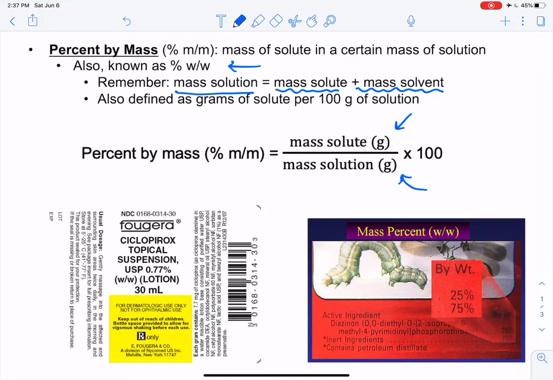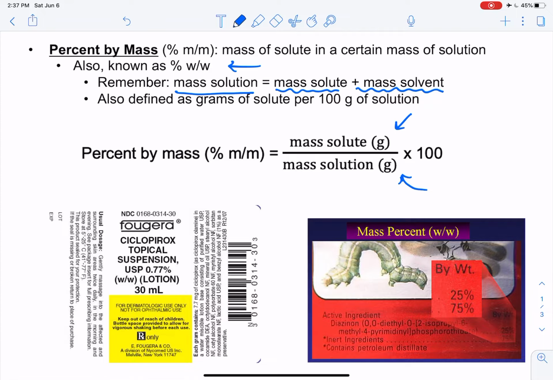So usually we're just given the solution as a whole because it's in volume. With percent M over V, we had the volume of the solution in milliliters, and with molarity, we had the volume of the solution in liters. But now we have to do the mass of the solution and take a look at mass solute and mass solvent. So that's how it's a little bit different. And here are some examples at the bottom.